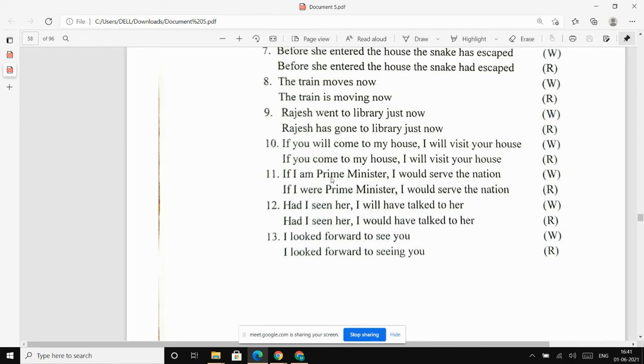Okay, if I am prime minister, I would serve the nation. Would tells that it is the past form of action. So, if I were prime minister, I would serve the nation is the right sentence. Okay, I looked forward to see you. So, I looked forward to seeing you is the right sentence here. So, with the looking forward, we take the continuous form, I mean present participle ing form we have to use here.